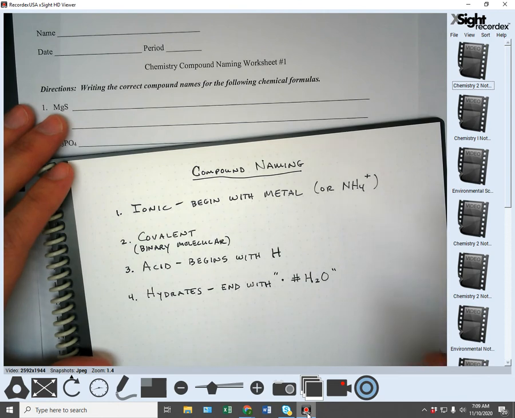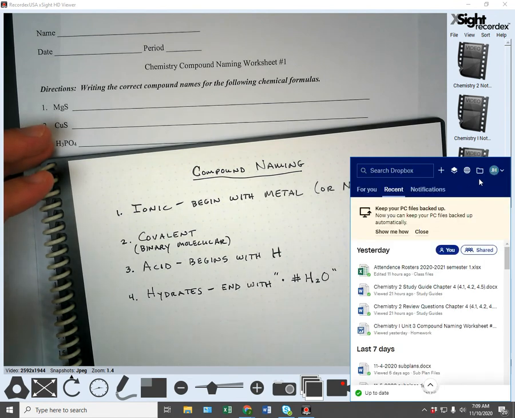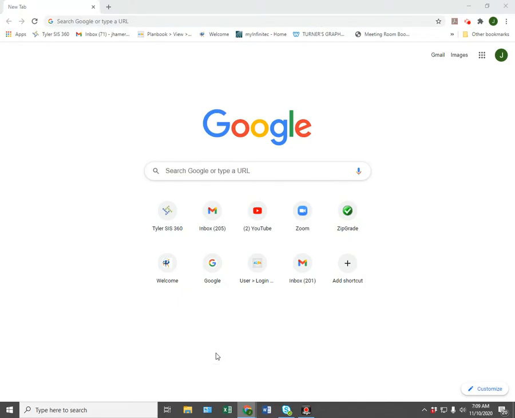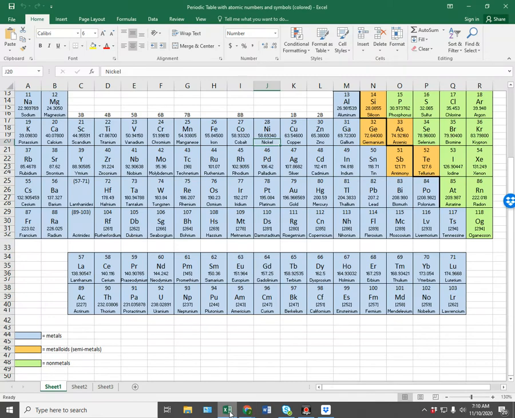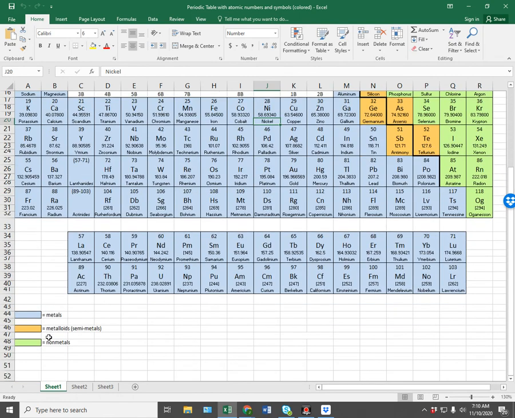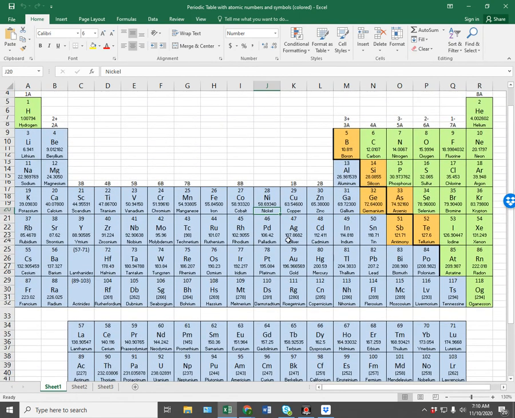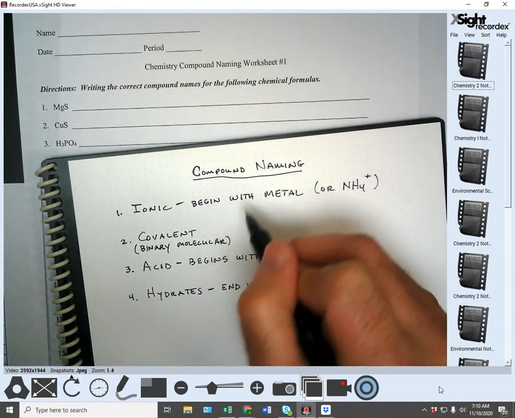Okay, now, how do you know if it's a metal? Well, I have this periodic table, which I'm going to post on Google Classroom, that's colored as well with labeled metals, metalloids, semimetals, and nonmetals. So you can tell from that as well. Or you can even just look it up on Google if you're unsure. All right. So begins with a metal or NH4 plus 1, it's going to be ionic.